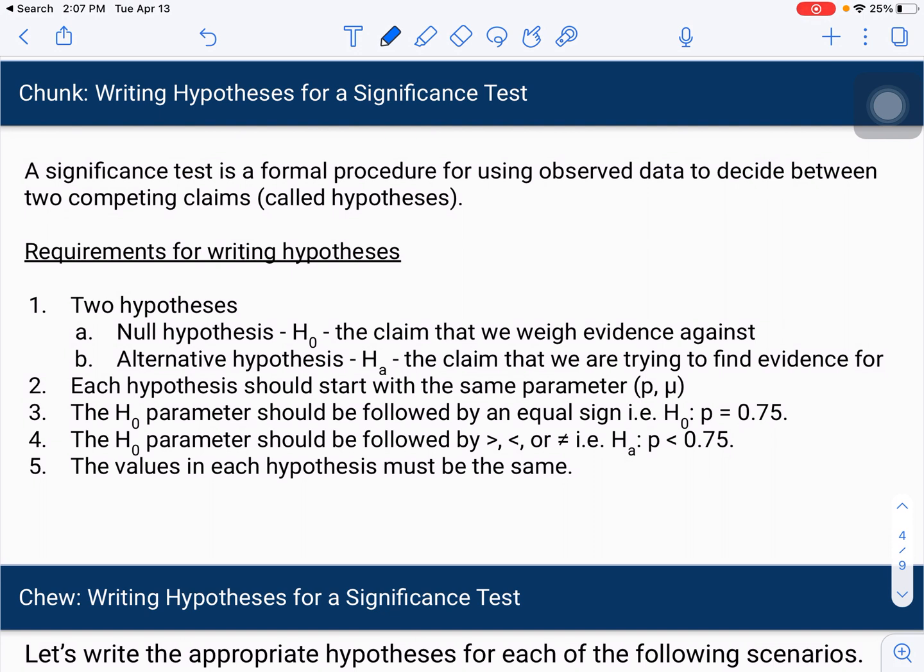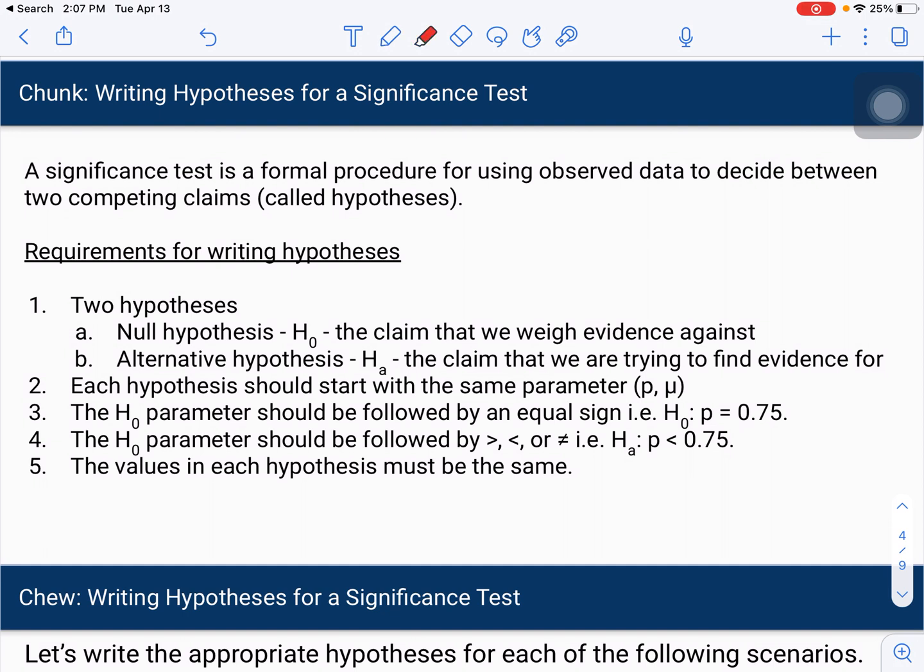So the significance test is our second inference procedure. Our first inference procedure was the confidence interval, and our second one, again, is the significance test. Sometimes these are also referred to as hypothesis tests, so you might see it both ways. Usually at the beginning of a significance test, you always write your hypotheses, but there are several requirements in order to write good hypotheses.